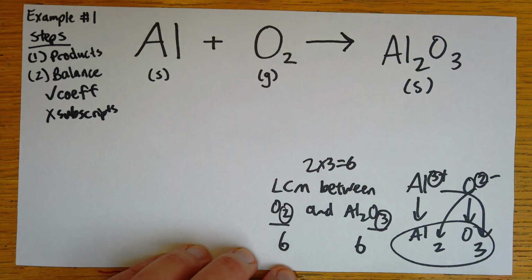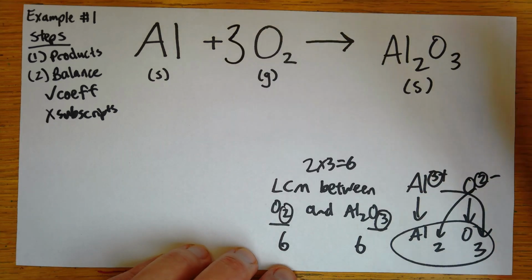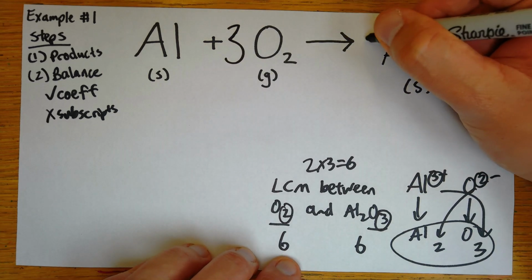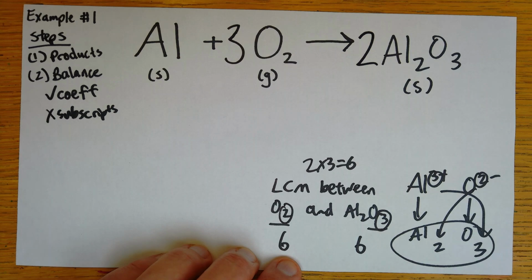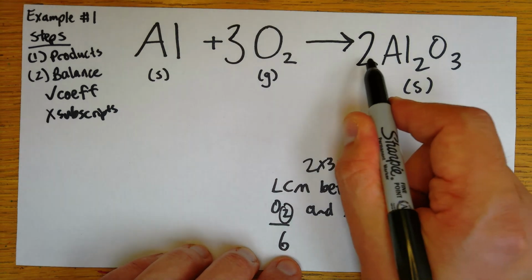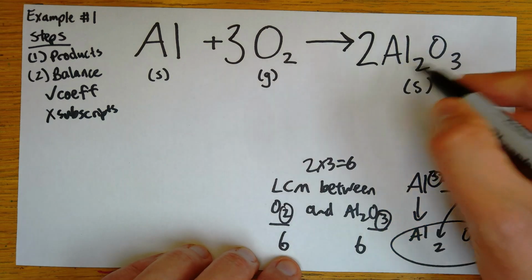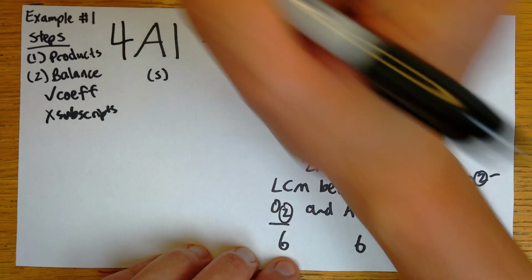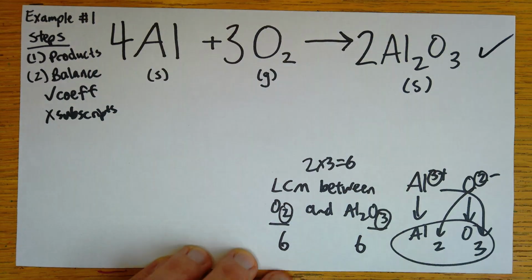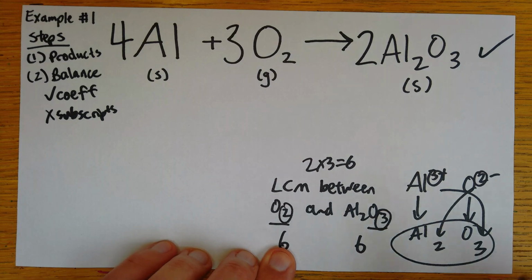All right, so there you go. This will get a 3, and then that will get a 2. Redoing our count, 2 times 2 is 4, so we'll need a 4 there, and now this reaction is balanced. We have 4 aluminums on each side and 6 oxygens on each side.